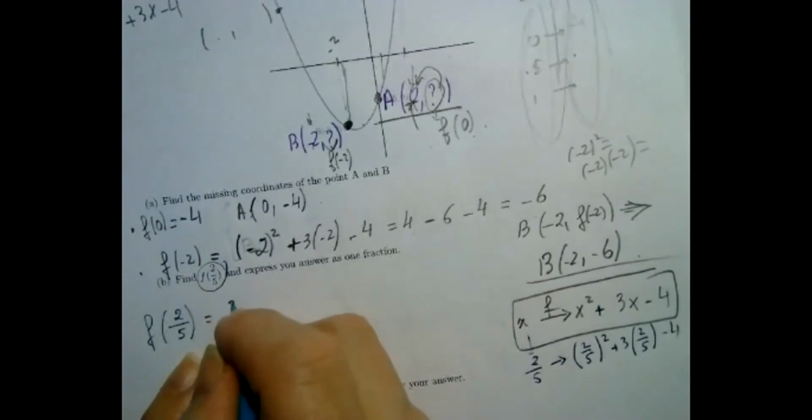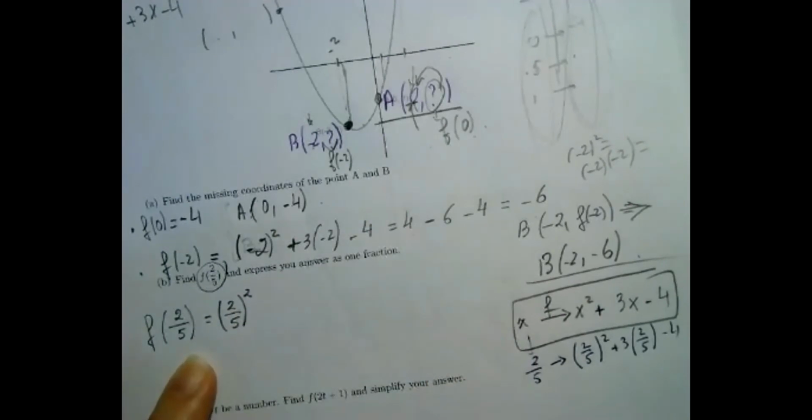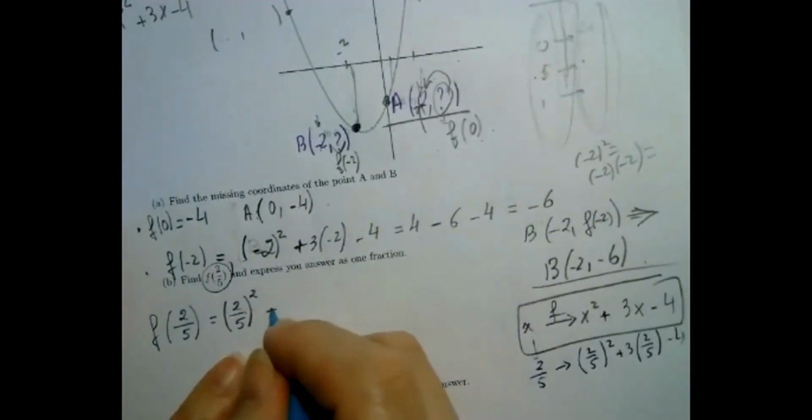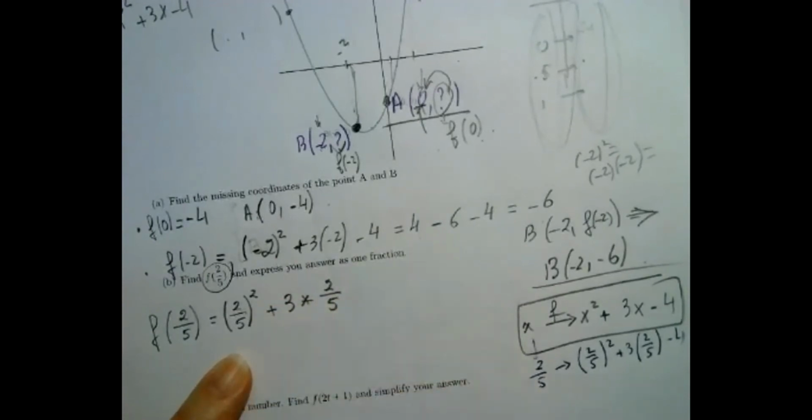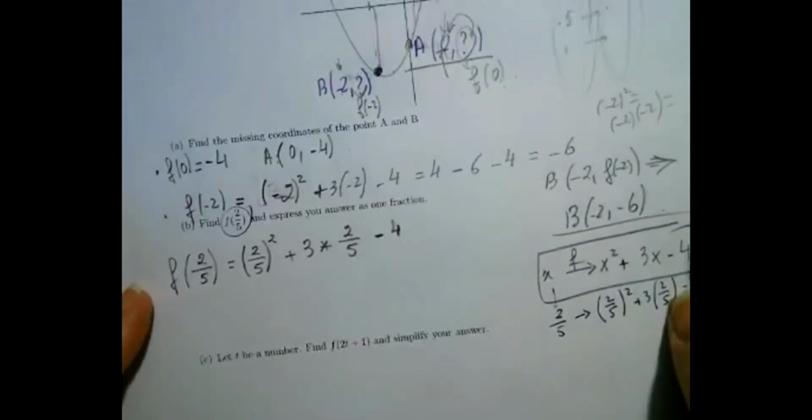So what's F of 2/5? It takes 2/5, its square, plus 3 times 2/5, minus 4. I stop right there. Does it make any sense to you? Please, if it doesn't, you have to let me know. It's crucial. I mean, I cannot move one word forward if you don't get that idea. All right, now the rest is fractions and algebra.